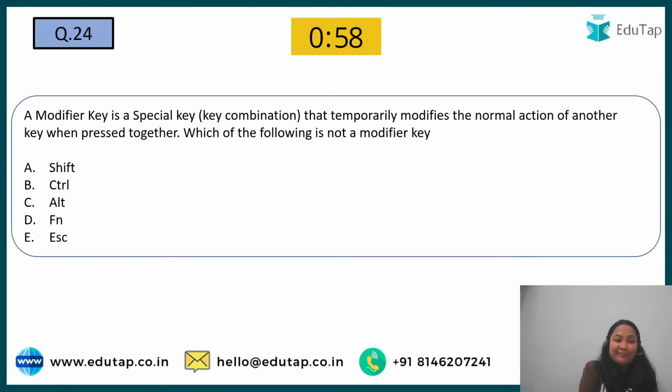A modifier key is a special key or key combination that temporarily modifies the normal action of any other key when pressed together. That means if we are pressing this modifier key with another key, it modifies the function of the other key. Okay, which of the following is not a modifier key? The keyword here is not a modifier key. Okay, so try to answer.